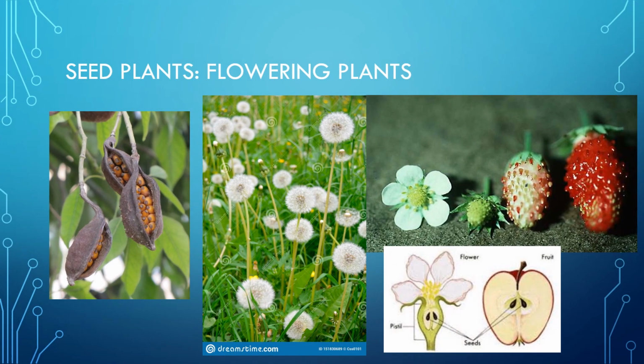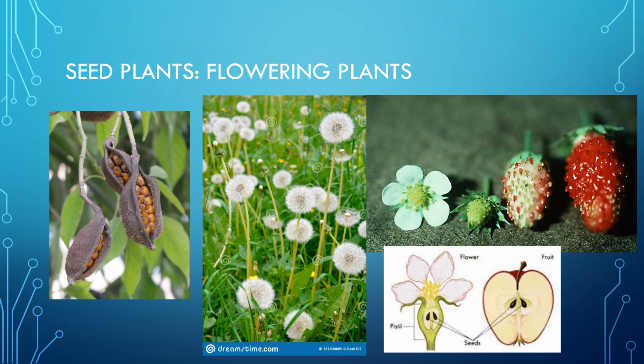Okay, so flowering plants are one kind of seed plants. Here you can see different types of seed plants, and they make flowers that change into fruits. For example, the strawberry fruit was once a flower, and the apple was once a flower. Here you can also see the dandelion. These are seeds that fly around. We see them a lot now in the spring, flying, because that's how the dandelion seeds spread.